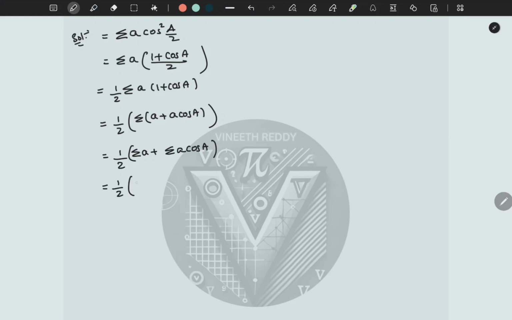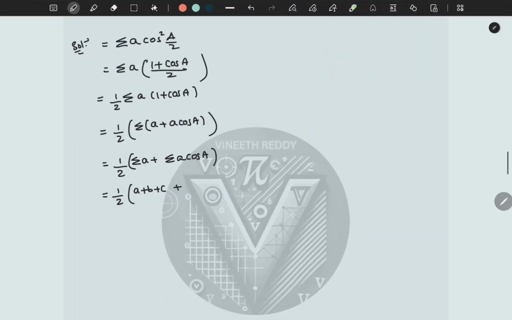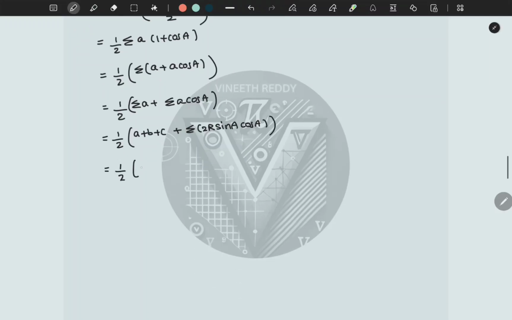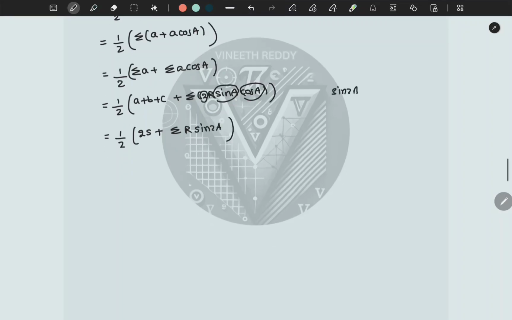So we can write this as sigma a is nothing but a plus b plus c, right? And now sigma a cos A should be written as, a is nothing but 2R sin A, so 2R sin A cos A, right? Now a plus b plus c is nothing but 2s, and 2 sin A cos A is sin 2A, dear students. So we can write this as R times sin 2A. I hope you are clear with this. Sin 2A is nothing but 2 sin A cos A, right? We are using that particular formula here.